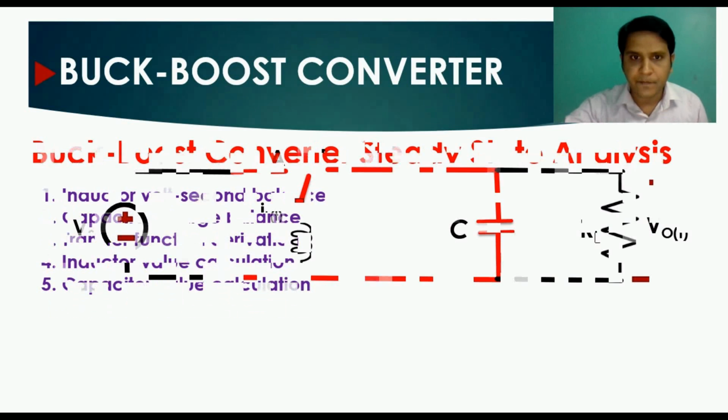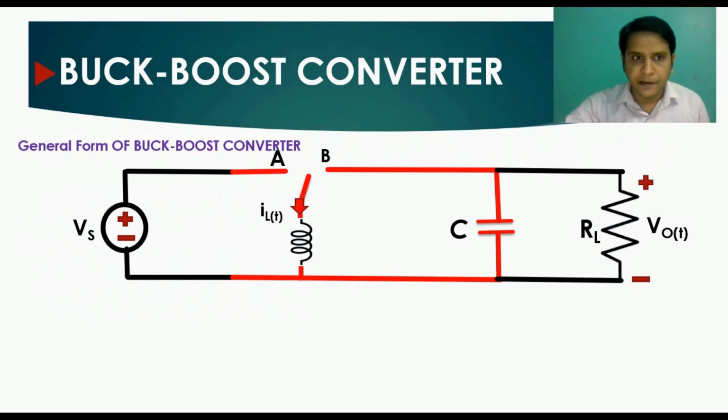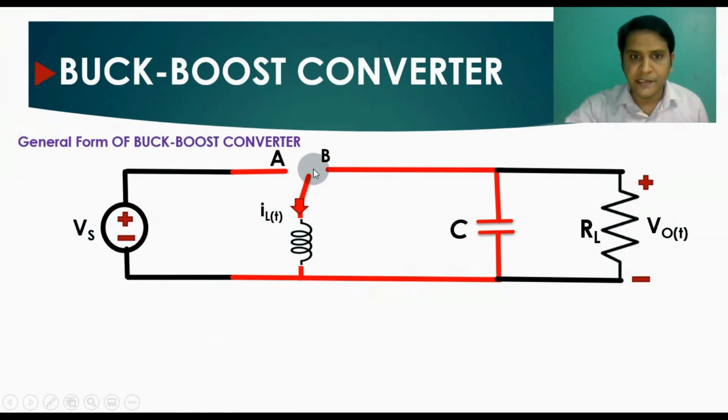So yeah, this is the general form of buck boost converter. Here you can see in place of MOSFET I've used a DPDT switch. Okay, I've used a switch. So we will realize the circuit, we will understand the behavior of buck boost converter.